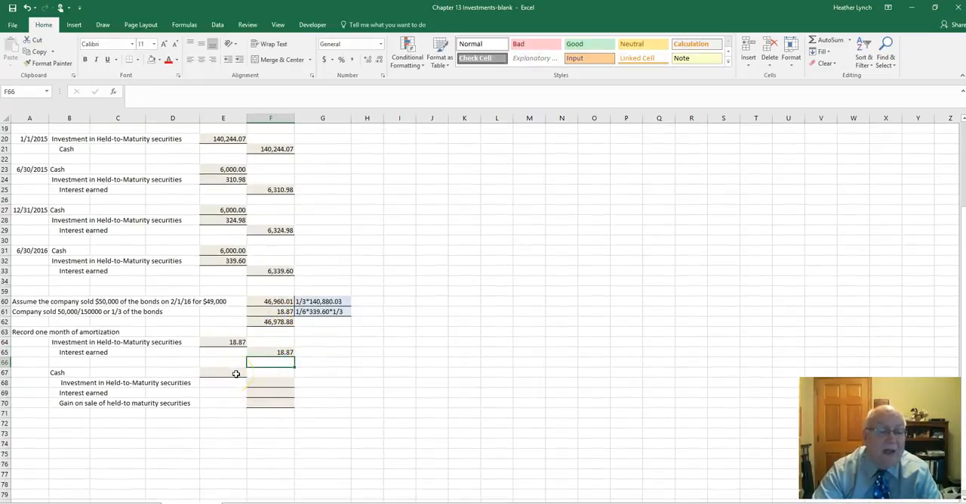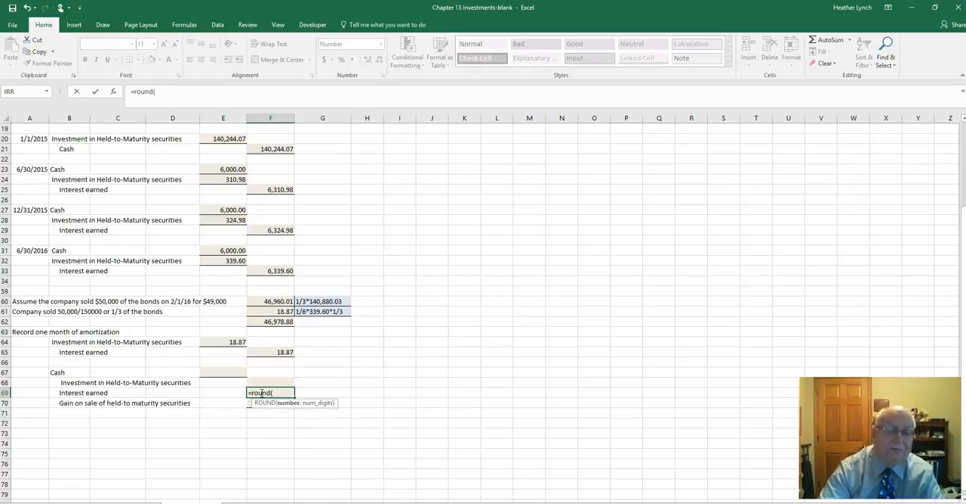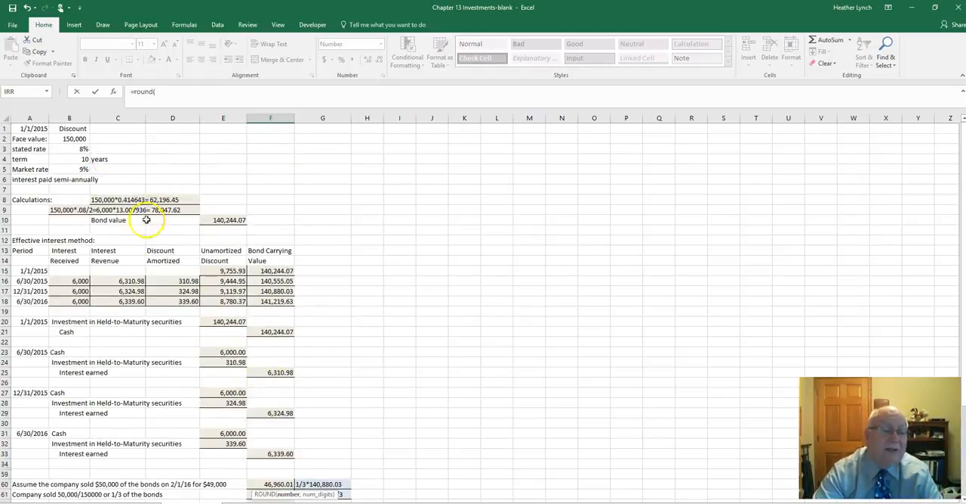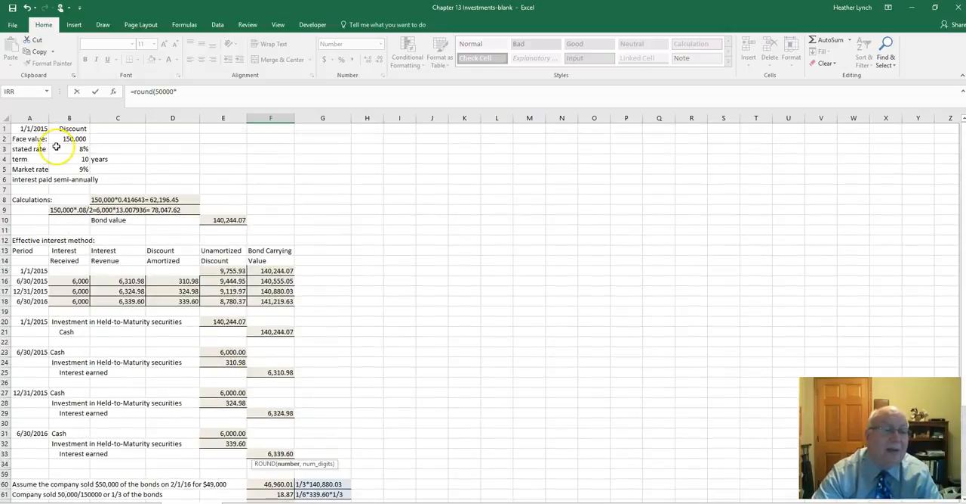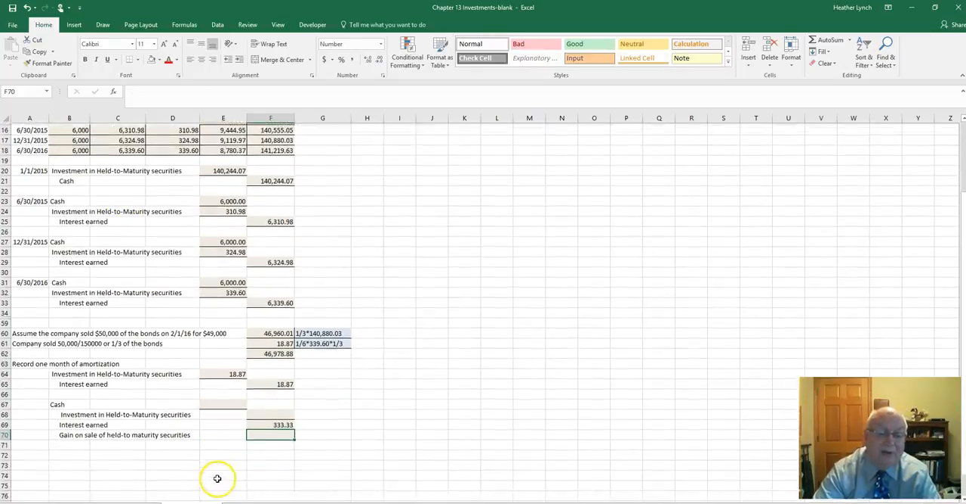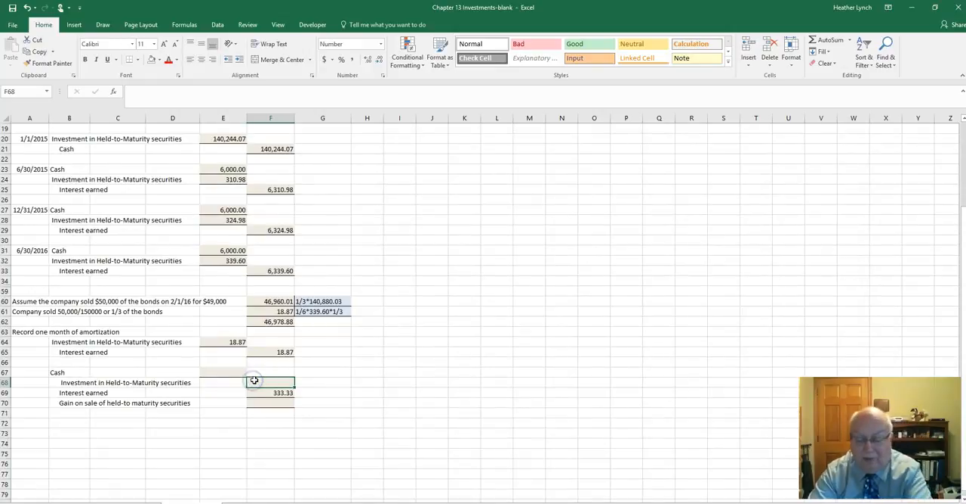Okay. Now I know we had the cash amount, but it's more than 49,000. We also have to include the interest earned. So let's calculate the interest earned first. So equal, round, and we know that it's, let me do it this way. I could take 50,000 divided by 3, or I just type in 50,000 times the 8% divided by 12, comma 2, or $333.33.